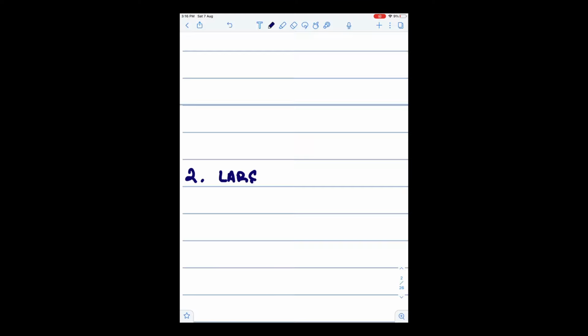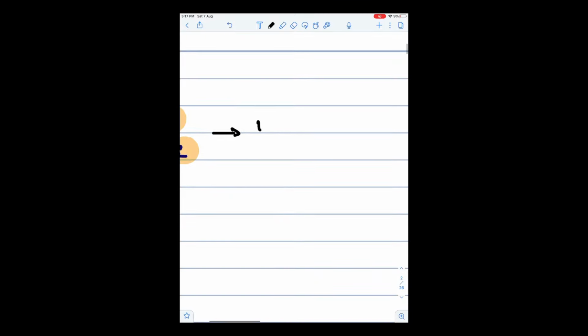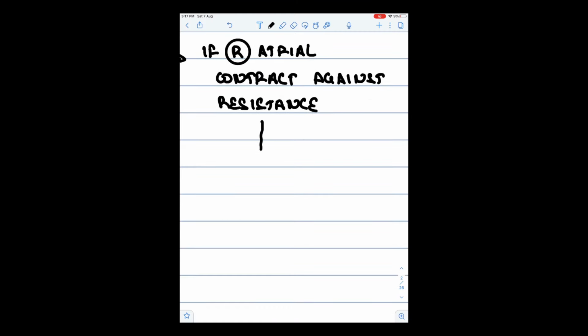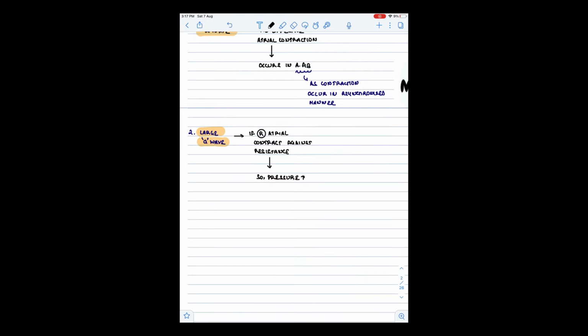The second problem in the A wave is that there can be large A waves. It occurs if the right atrium contracts against a resistance. It means there is contraction of the right atrium, but it is occurring against a resistance. So the pressure in the right atrium will automatically increase, because of which there will be large A waves.